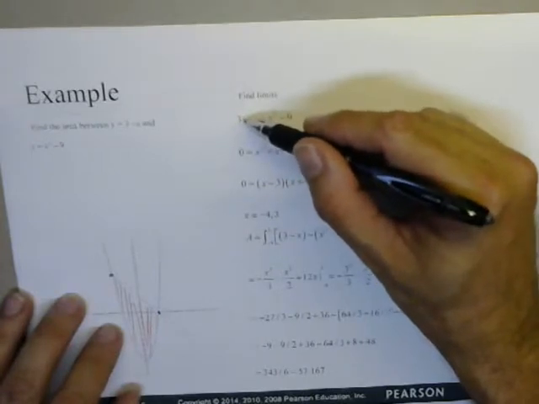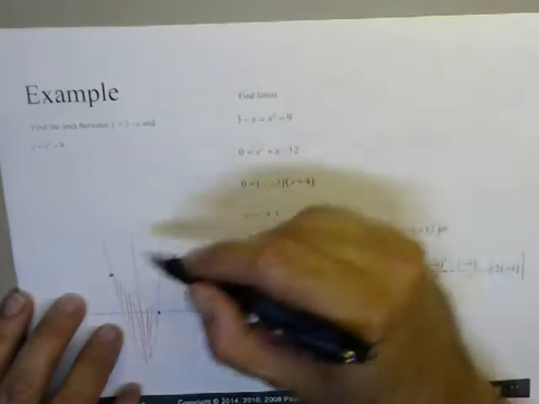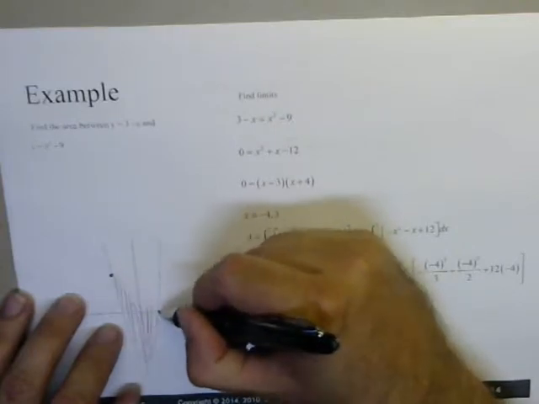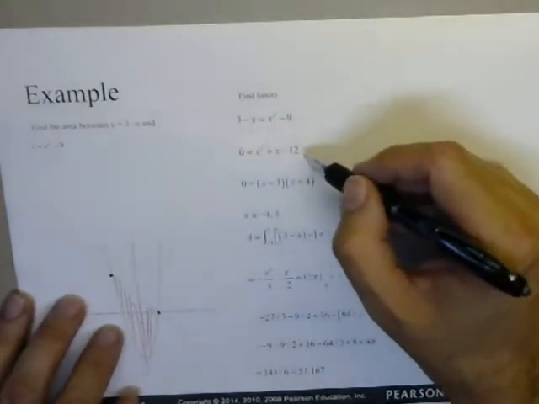So figure out where 3 minus x is equal to x squared minus 9. That's basically asking at what x coordinates do they have the same height. Solve that equation.